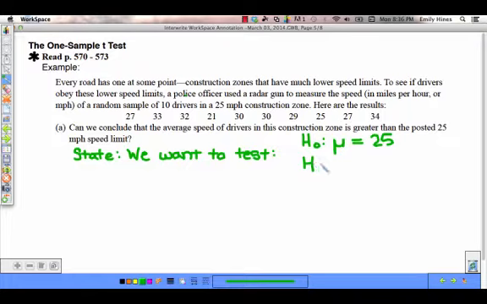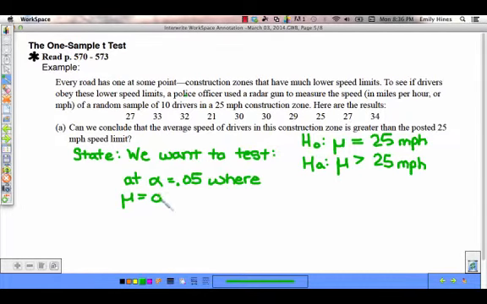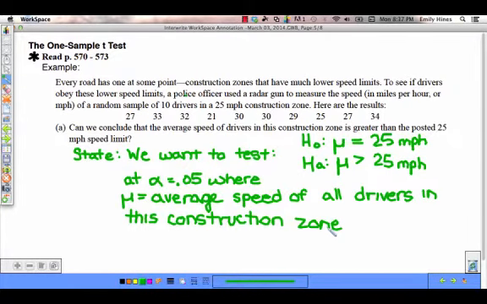And the alternative would be if the real mean of drivers was greater than 25 miles per hour. Let's go ahead and put miles per hour at the alpha, and since they didn't give us a level, we're going to say 0.05, where mu is the average speed of all drivers in this construction zone. Okay, that's state. Then the next thing we need to do is plan.